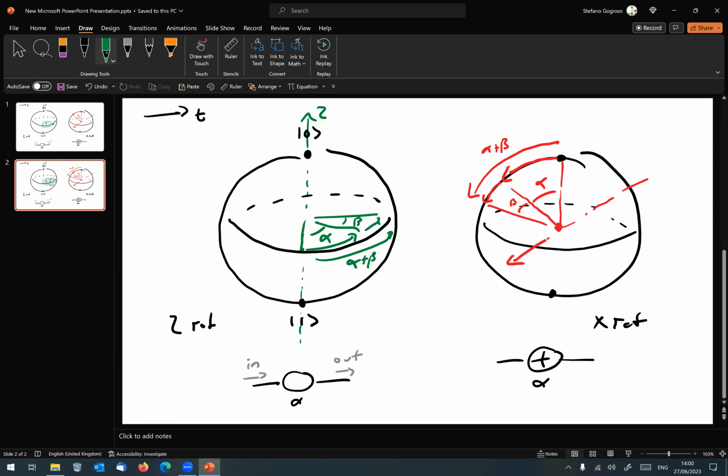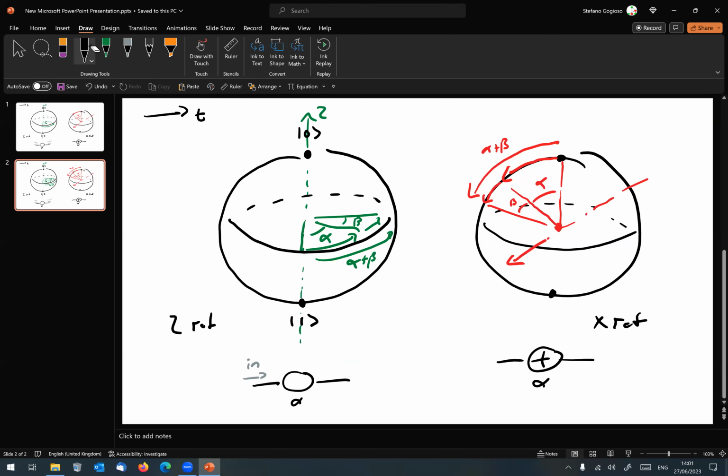Now I want to represent this fact by some diagrammatic rule that I can use while I reason about circuits to know, for example, that if I see a Z rotation by some angle and then another Z rotation immediately after, then these two add up in some way. So I can fuse them. Okay? And so I introduce a fusion rule.